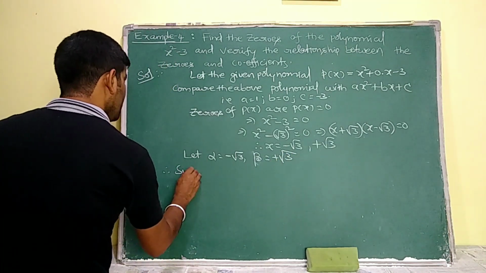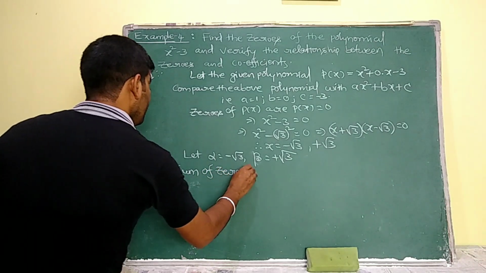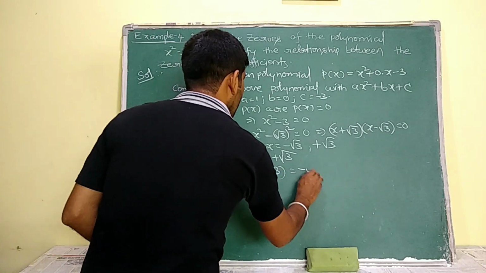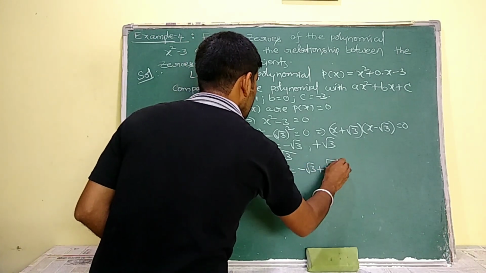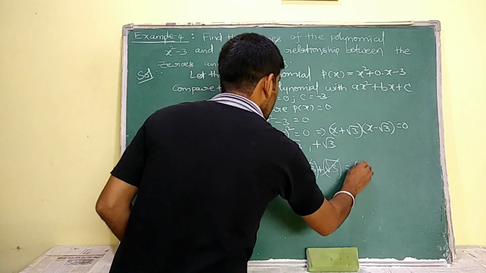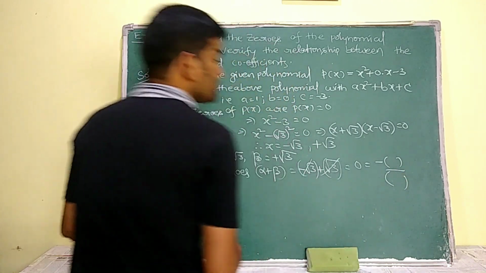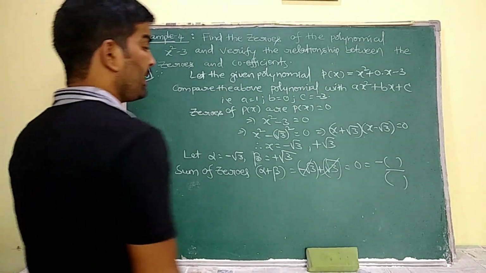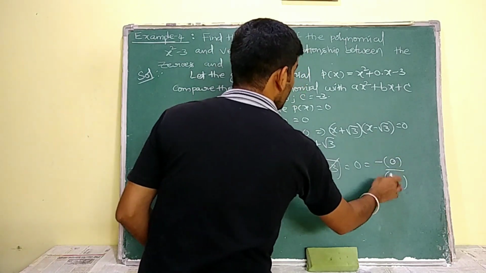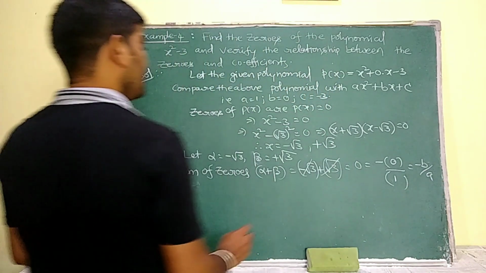Therefore sum of zeros. Sum of zeros means alpha plus beta, that is equal to minus root 3 plus root 3. Here these two are going to be cancelled, that is equal to 0. That is expressed as minus b by a or not, we have to see. Minus b means 0, by a means 1. Minus 0 by 1 means 0 only. So it is verified, that is minus b by a.